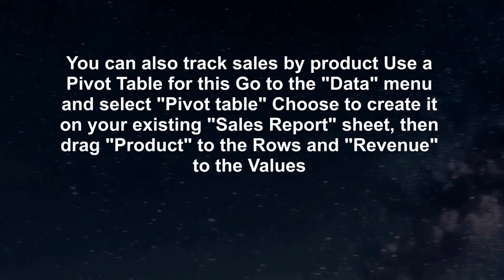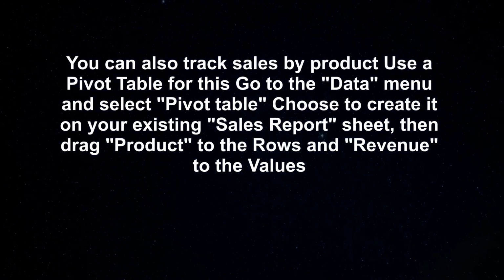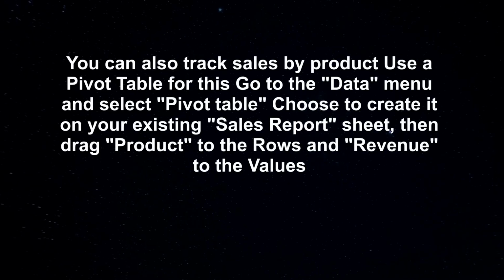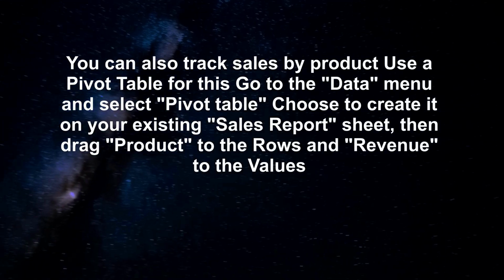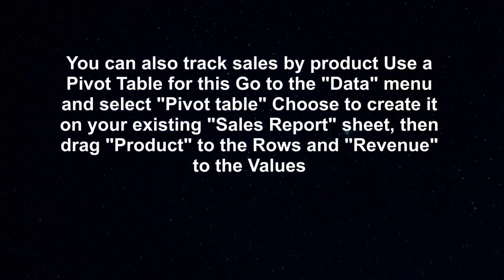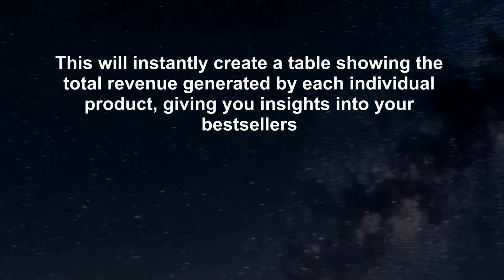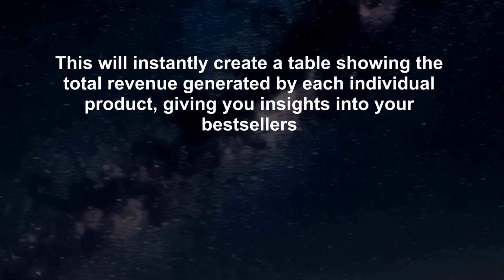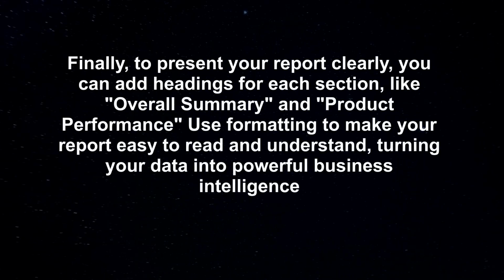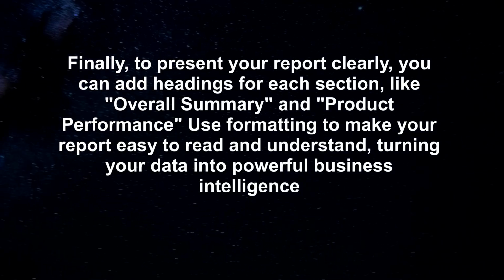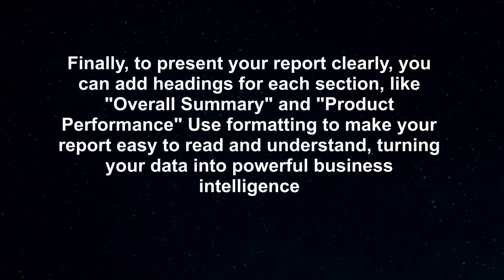You can also track sales by product. Use a pivot table for this. Go to the Data menu and select Pivot Table. Choose to create it on your existing sales report sheet. Then drag Product to the rows and Revenue to the values. This will instantly create a table showing the total revenue generated by each individual product, giving you insights into your best sellers.